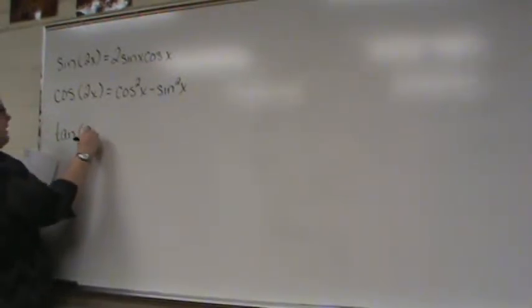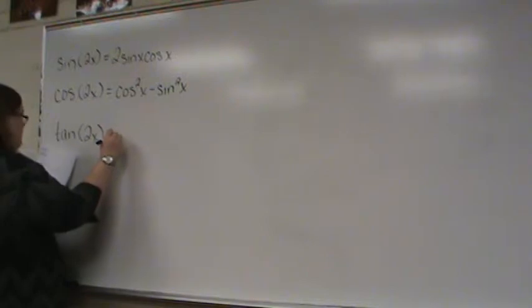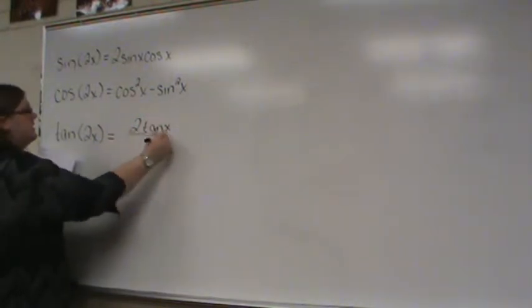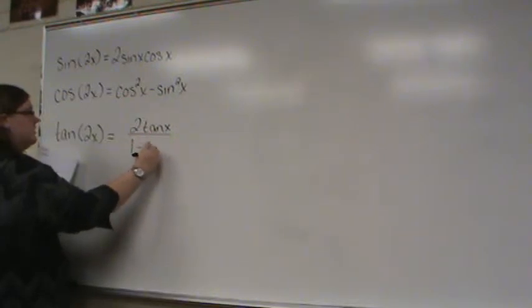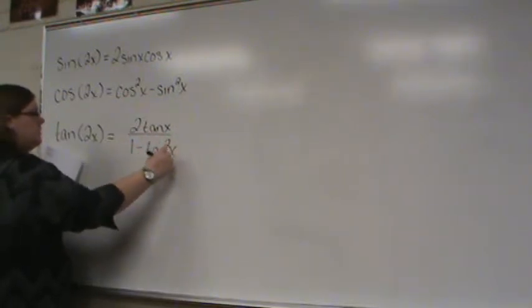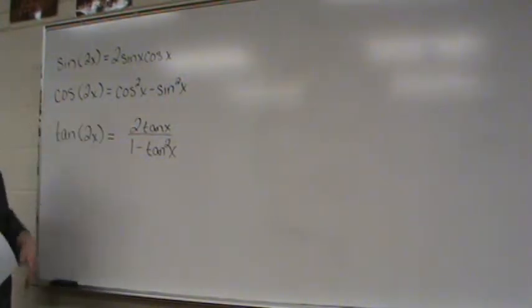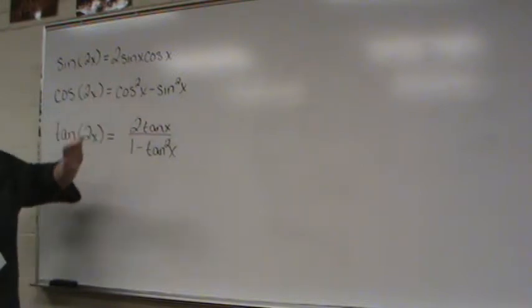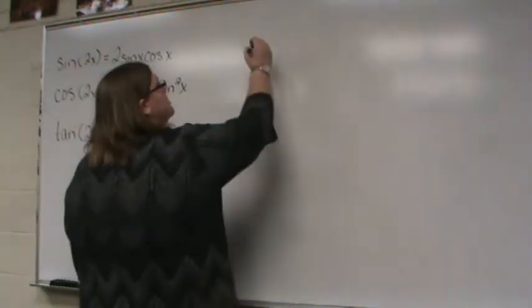Okay, so these are our 3 double angle identities. Rather than just giving them to you, we're going to actually prove them. So we're going to prove that sine of 2x actually equals 2 sine x cosine x. So we'll look at that one first.